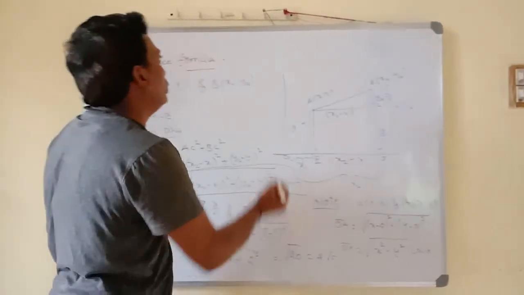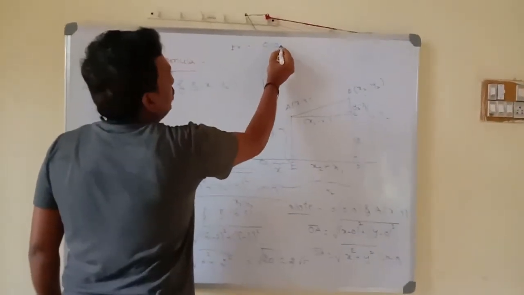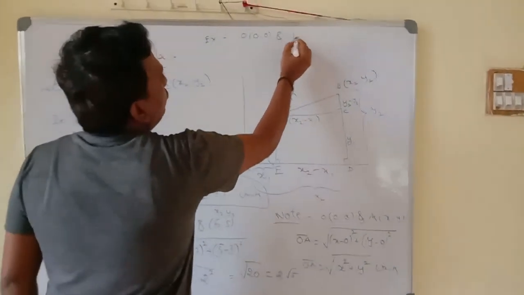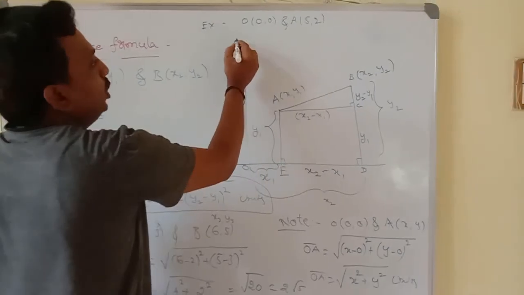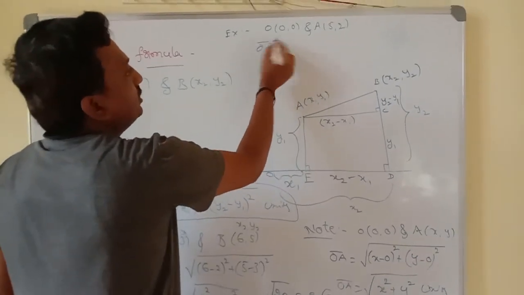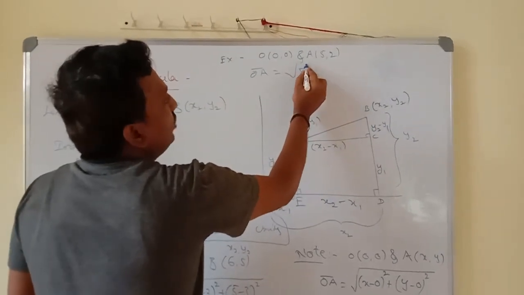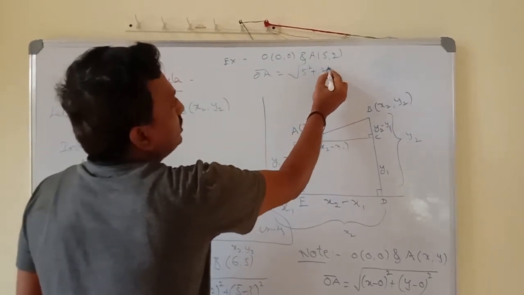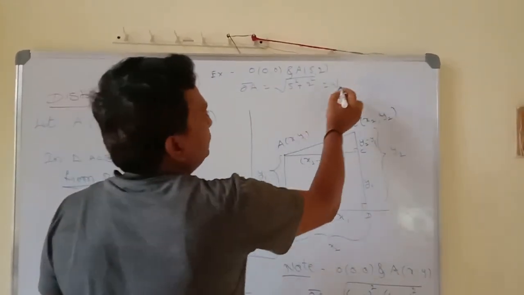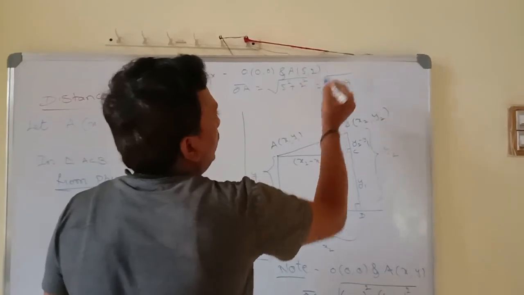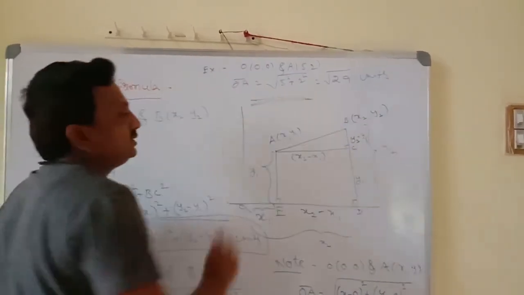So for example, the origin 0, 0 and the point 5, 2, any point. What is the distance between these 2 points? So the distance between O and A, simply we can write square root of X square plus Y square, 5 square plus 2 square, that equals 25 plus 4, the total is 29, square root of 29 units. This is the distance formula.